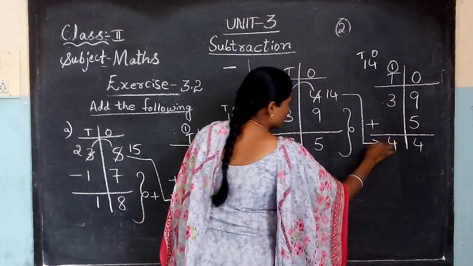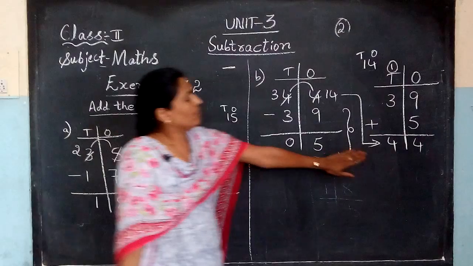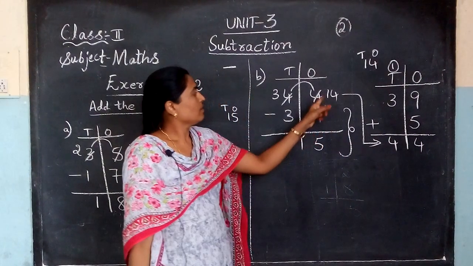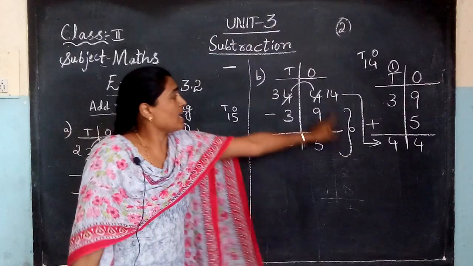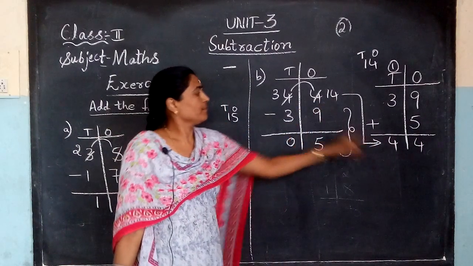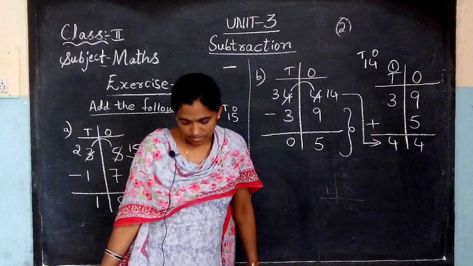Yes? What for? Why? Because whatever you are doing in minus, to check whether the answer is correct or wrong, we are doing addition again. What did it come? 44.